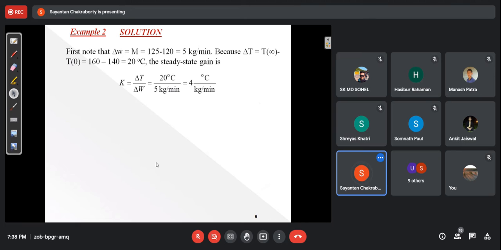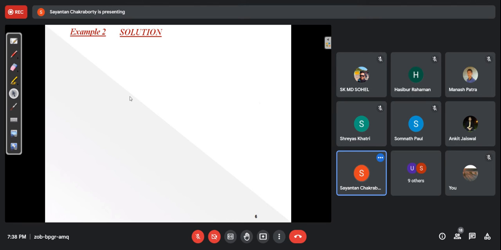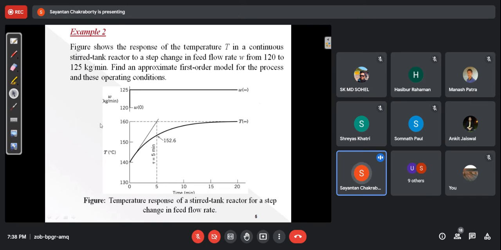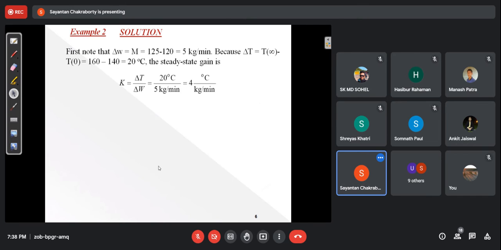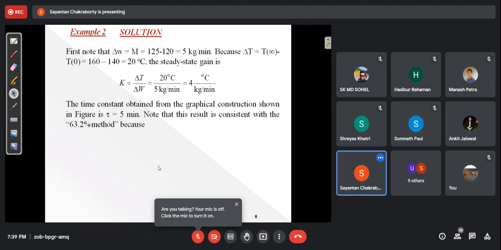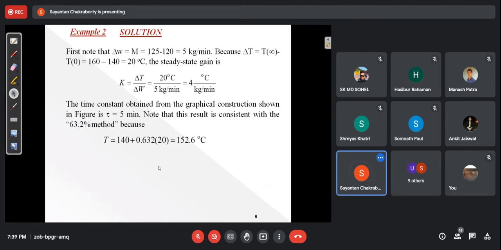If we apply the formula, K will be delta T by delta W. Delta W is 5 and delta T is 20, so we get this gain K. And graphically, we obtain tau equal to 5. If you consider the 63.2% method, then again you obtain this 152.6, and that is what you have obtained at 5 minutes. So the transfer function model for that particular system will be given by K by tau s plus 1, that is 4 by 5s plus 1. This is a very simple way of deriving the model. You do not have to fit any equation or curve to the response. Just find the transfer function that matches the response as closely as possible.